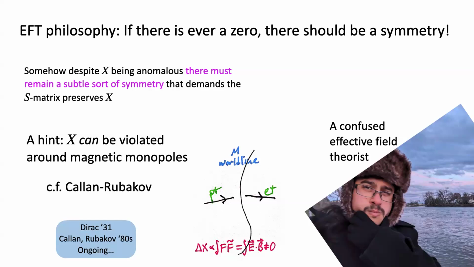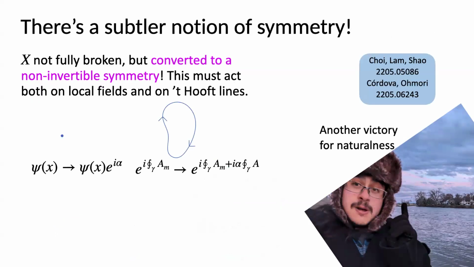That's this famous Rubakov effect, which if you haven't read about, you really should, because it's amazing, and we're still trying to understand deeply what exactly is going on there. But you might have gotten a hint that somehow magnetic monopoles should be involved. And indeed, in the past few years, we have learned from this program of generalized global symmetries that what happens in this scenario is the symmetry X is not fully broken, but is converted into a subtler type of symmetry, which is known as a non-invertible symmetry.